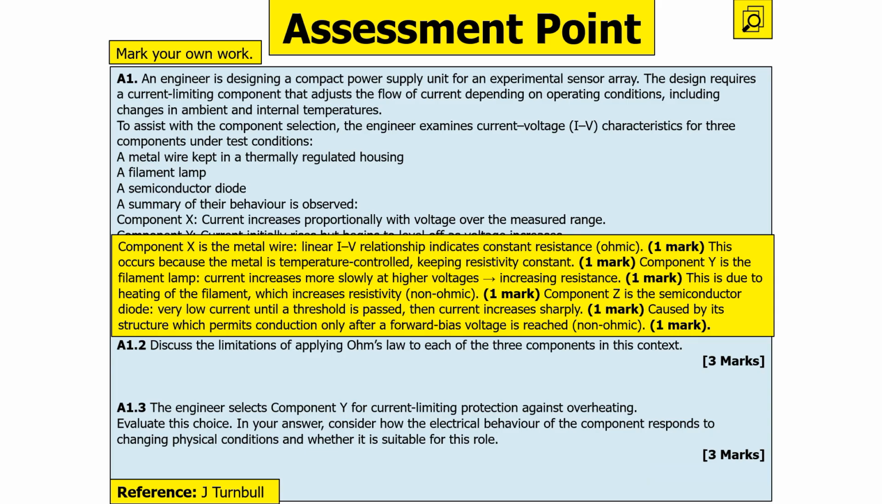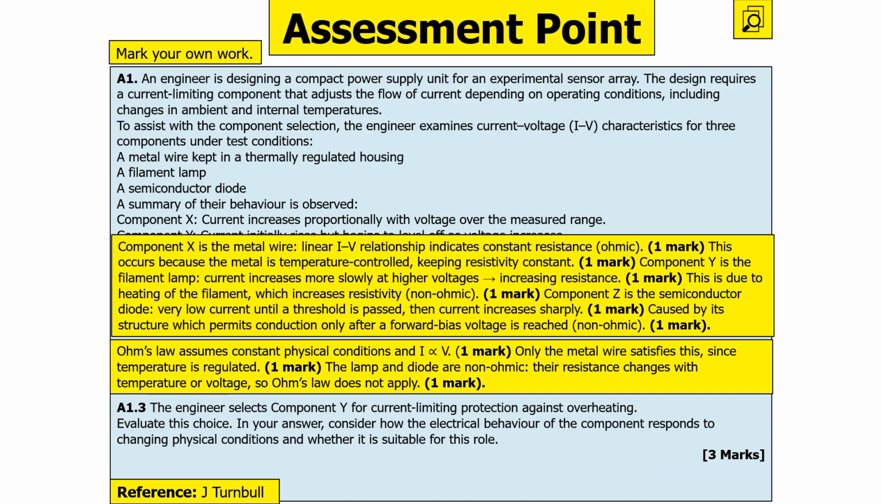Whilst component Z is the semiconductor diode. There's a very low current until the threshold is passed, then the current increases sharply. So it's caused by its structure, which permits conduction only after the forward bias voltage is reached. Now, the next one, you can understand that Ohm's law only applies to constant physical conditions and the fact that I is proportional to V. Now, only the metal wire will satisfy this since the temperature is kept constant. Now, the lamp and the diode are non-ohmic because their resistance will change with temperature or voltage. So in their cases, Ohm's law does not apply.